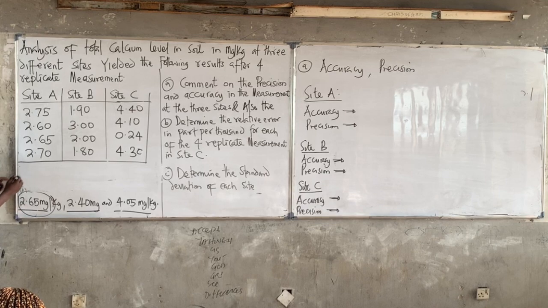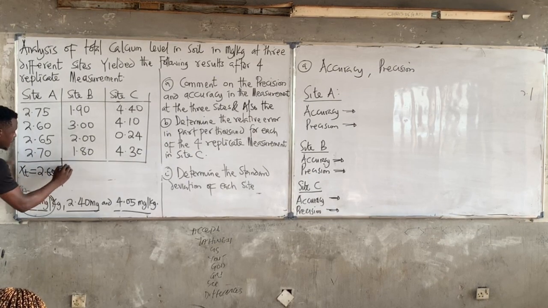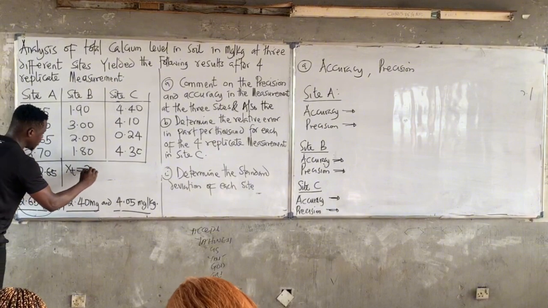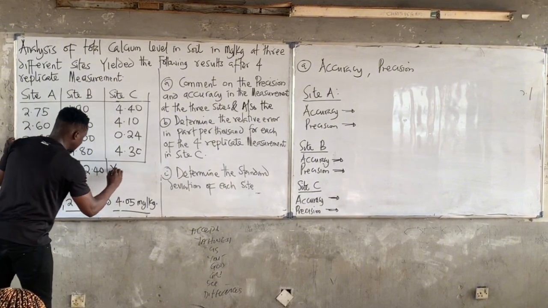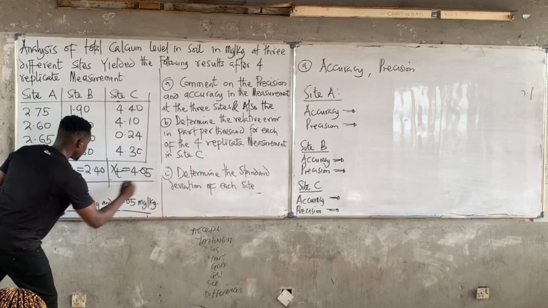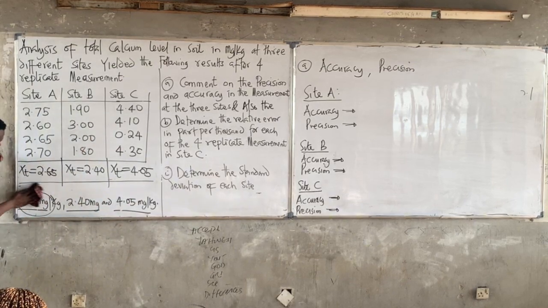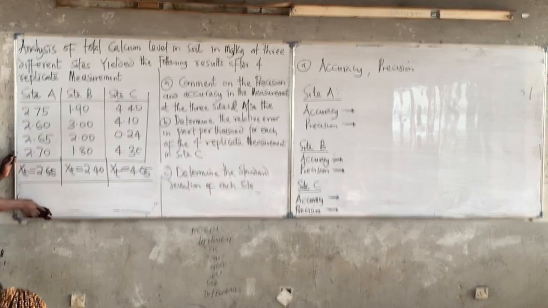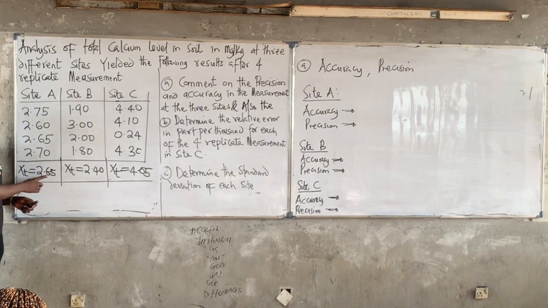For site A, the true value for this guy is 2.65. For site B, the true value is 2.40. For site C, the true value is 4.05. Now look at this. If you want to comment on the accuracy, you must put this into consideration. If you want to comment on the precision, you don't need this. Right? Now, accuracy is the closeness of the measured value to the what?